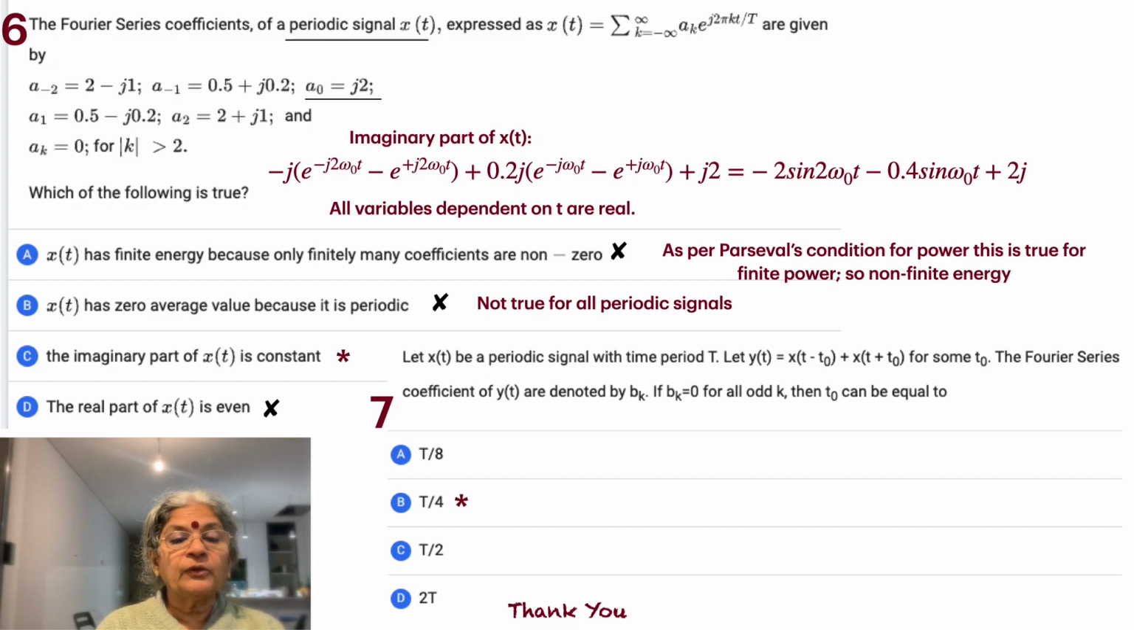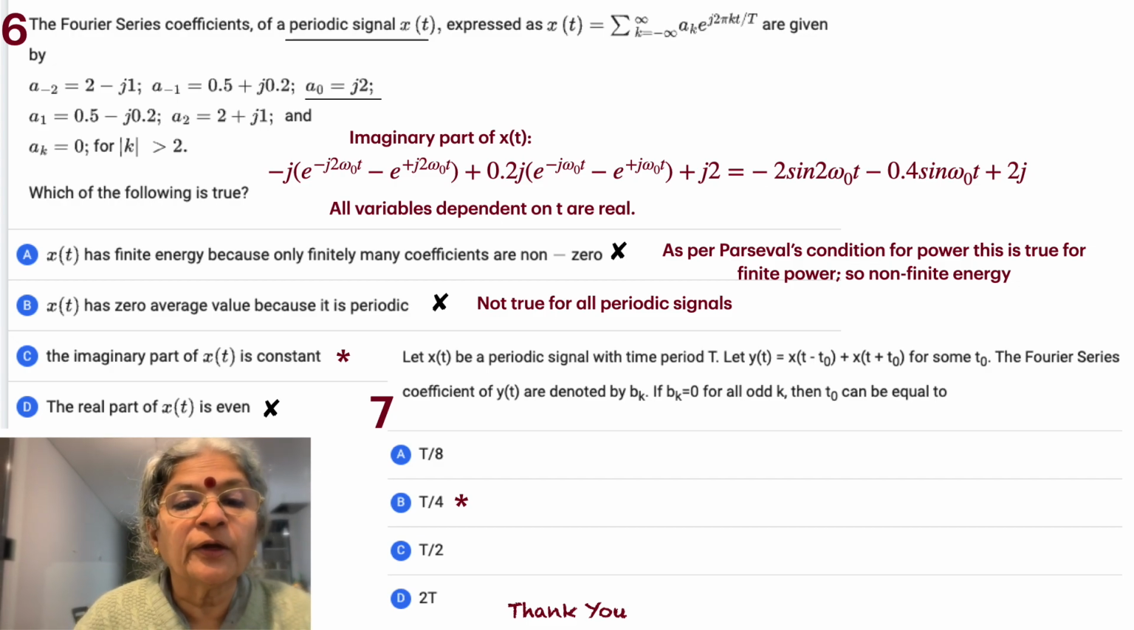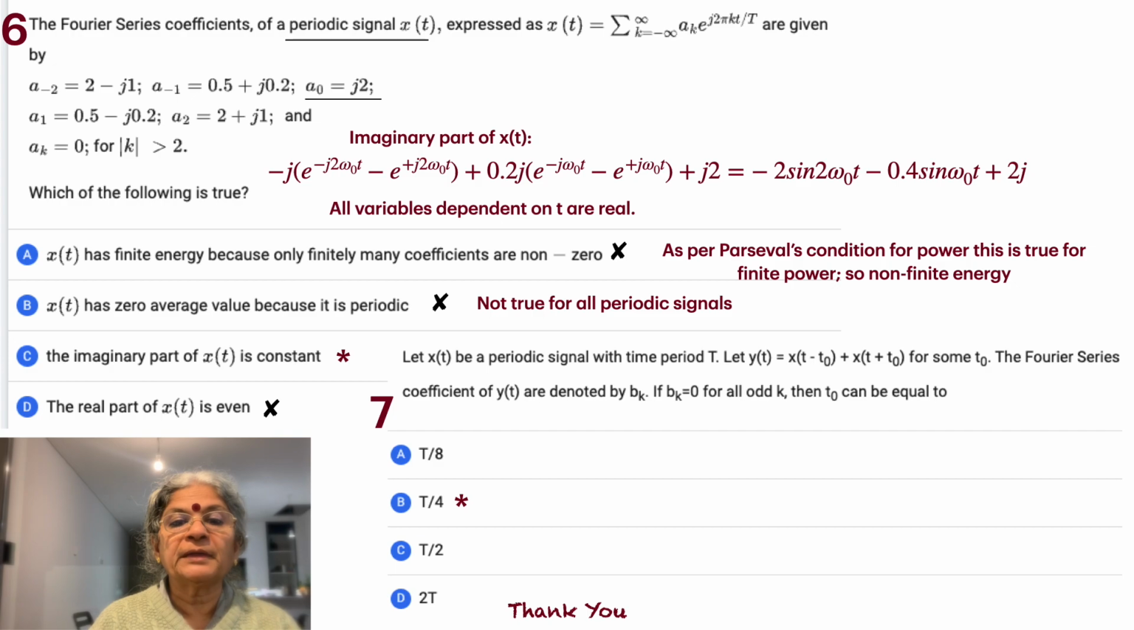x(t) has non-zero value because it is periodic. Absolutely no, not true for all periodic signals. Let's move to the next one. The imaginary part of x(t) is constant. Let us look at the imaginary components. Let us pick up the imaginary components. From a minus 2 and a plus 2, we pick out minus j, and so we have e raised to minus j 2 omega naught t plus e raised to plus j 2 omega naught t, the coefficients. We are picking out the coefficients.